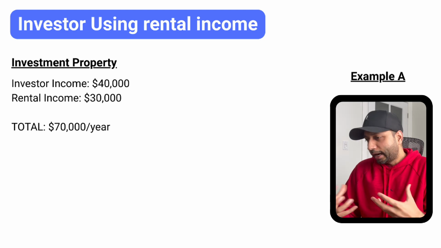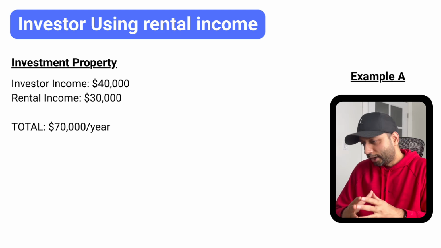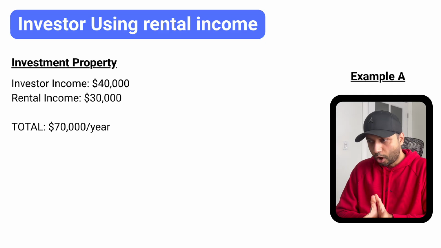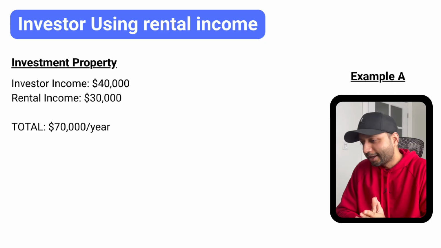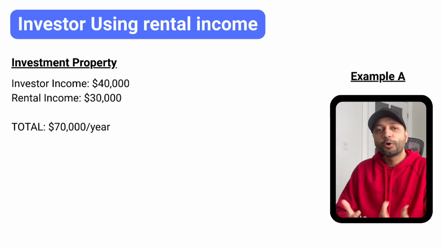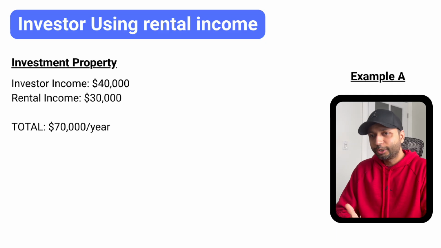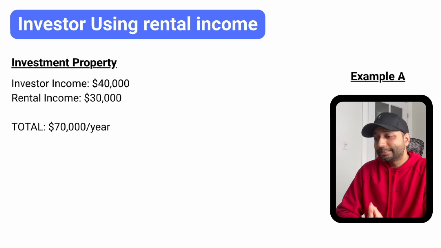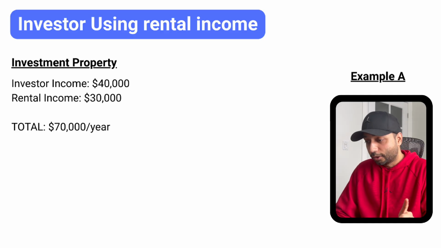So, investor using rental income to buy a property. Let's take an investment property. Let's say you're an investor and your income is $40,000, again, multiply it in the multiples however you want to do it. And the rental income you are getting from the property that you are buying as an investment is $30,000. So total qualifying comes to $70,000 as of right now.